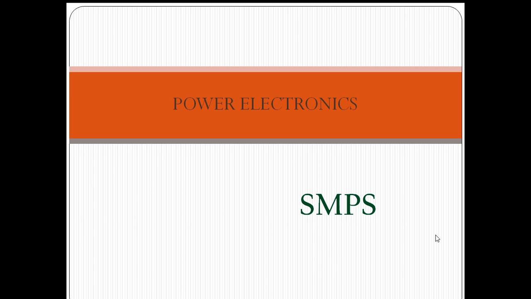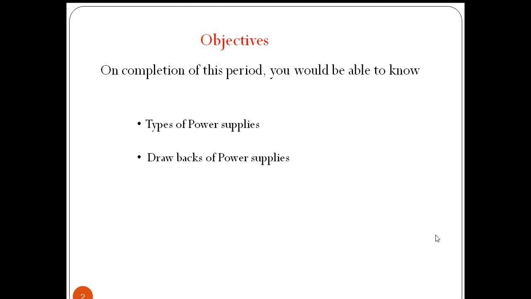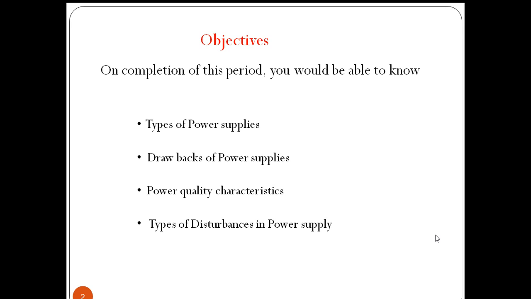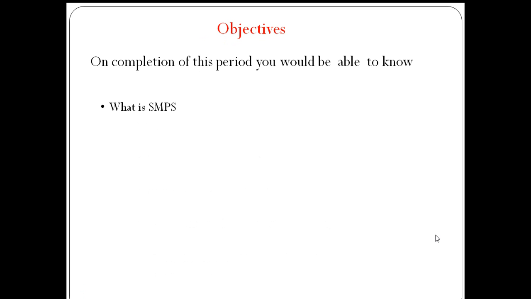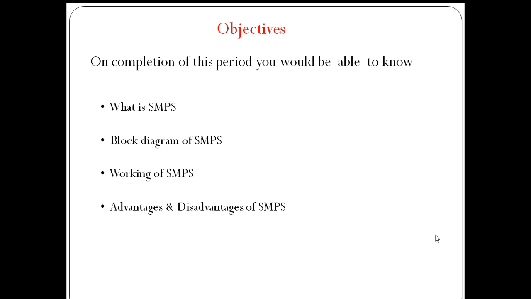First of all, before discussing, we will concentrate on the types of power supplies and various types of disturbances in power supplies, and the devices which are used to suppress the spikes in power supplies. We will focus on SMPS, its block diagram, and the working of SMPS. Advantages and disadvantages of SMPS we will discuss, and we will compare the linear power supply with the SMPS in the last.